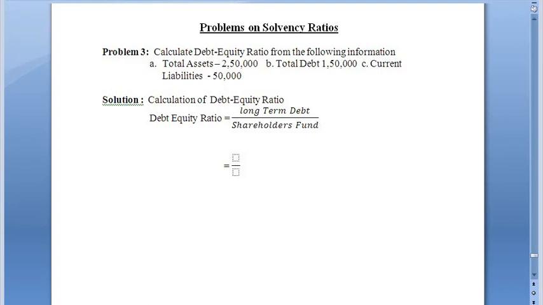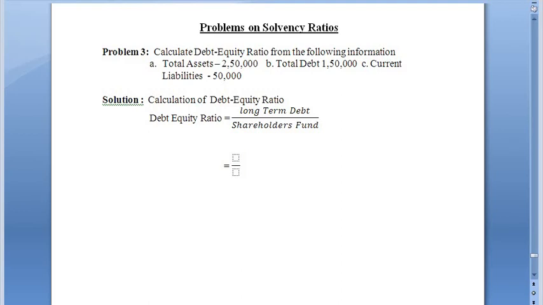In today's class, I will be solving problems on solvency ratios. This is problem number 3. Calculate the debt equity ratio from the following information. They have given the amount of total assets, total debt and current liabilities. With the help of this information, we will be finding out the debt equity ratio.